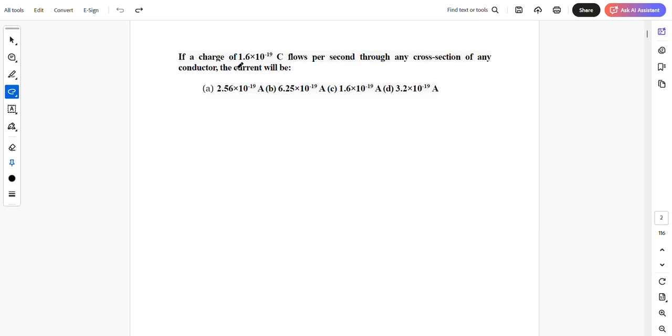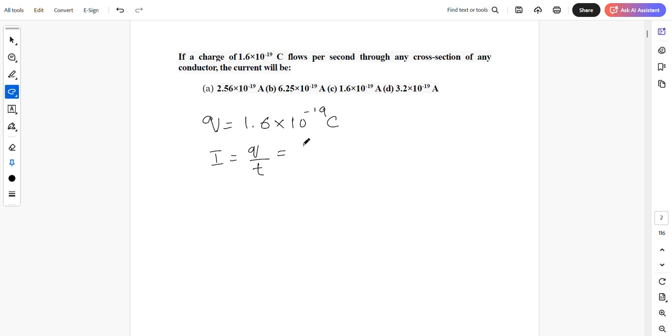If a charge of 1.6 × 10^-19 coulomb is given, Q is equal to 1.6 × 10^-19 coulomb. Okay, flows per second through any cross section of any conductor, the current will be current. What is I equal to? We know I is equal to Q by T.